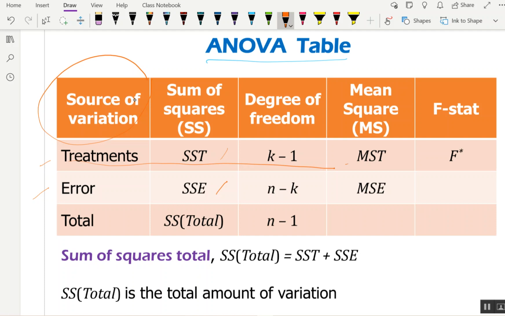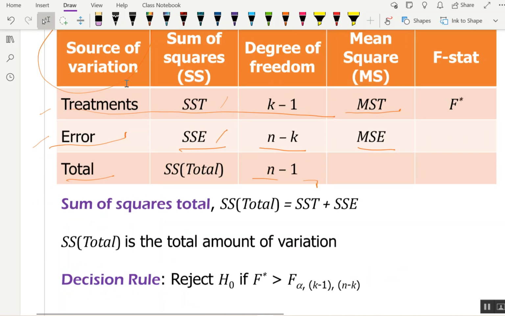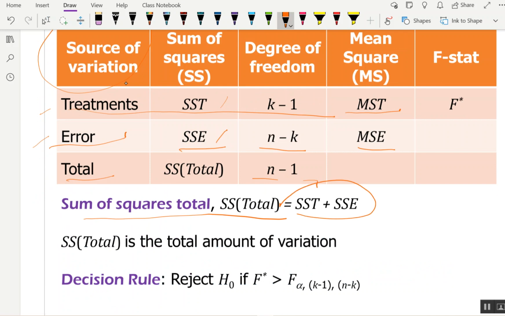Mean square is here, the mean square for the source SST, so MST. Now from the source of variation from the error, which is SSE, and this is its degree of freedom, you get MSE. And this is the total sum of squares, and the degree of freedom here is n minus 1. The total sum of squares is equal to these two, SST plus SSE, the total of the variation.